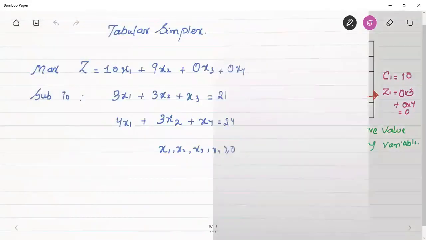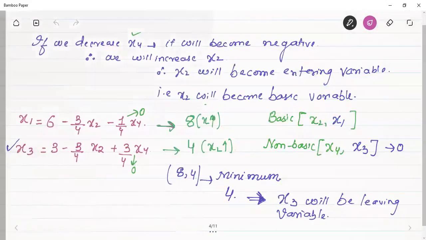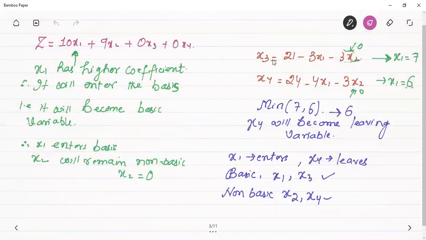Okay, let's see the algebraic version of how we decided yesterday. See how we decided: here we saw that x1 can go to a maximum of 7 in the first constraint, and in the second constraint x1 can go to a maximum of 6. Then we selected the minimum of 7 and 6, which came out to be 6, therefore it became the leaving variable. 6 was corresponding to the second constraint, therefore x4 became the leaving variable. Okay, it's one and the same thing.